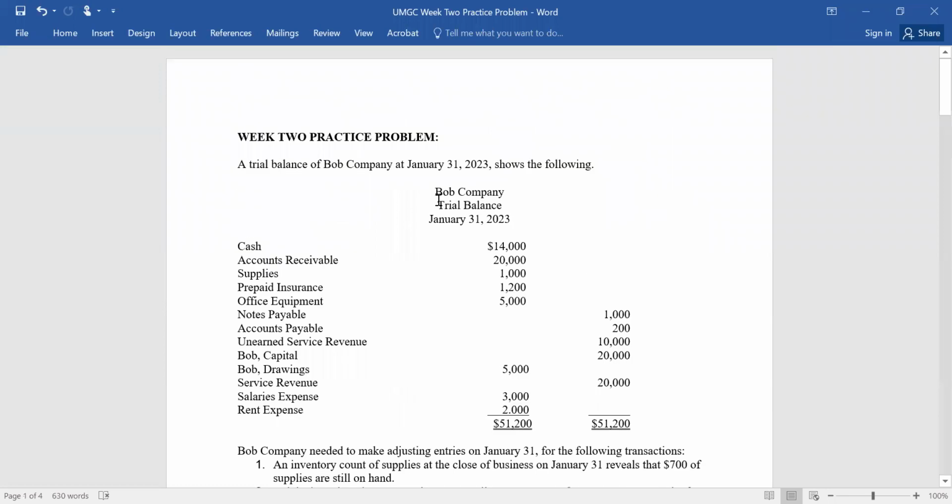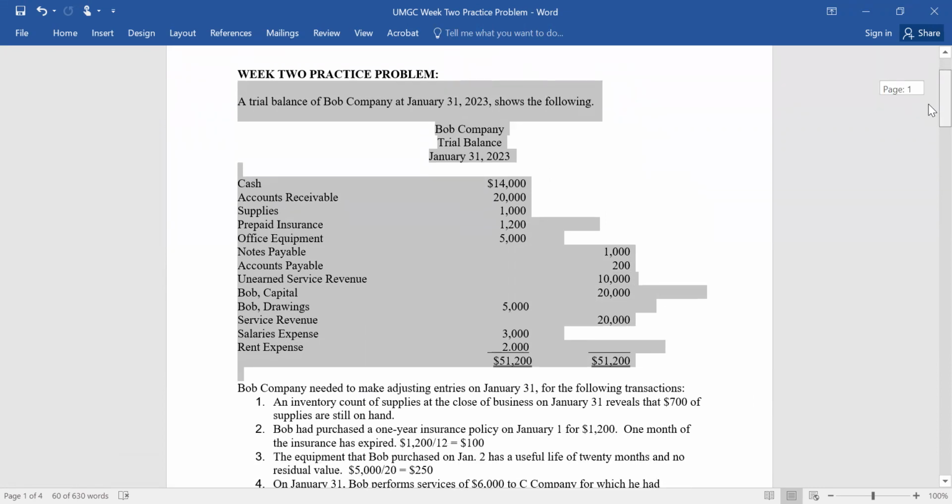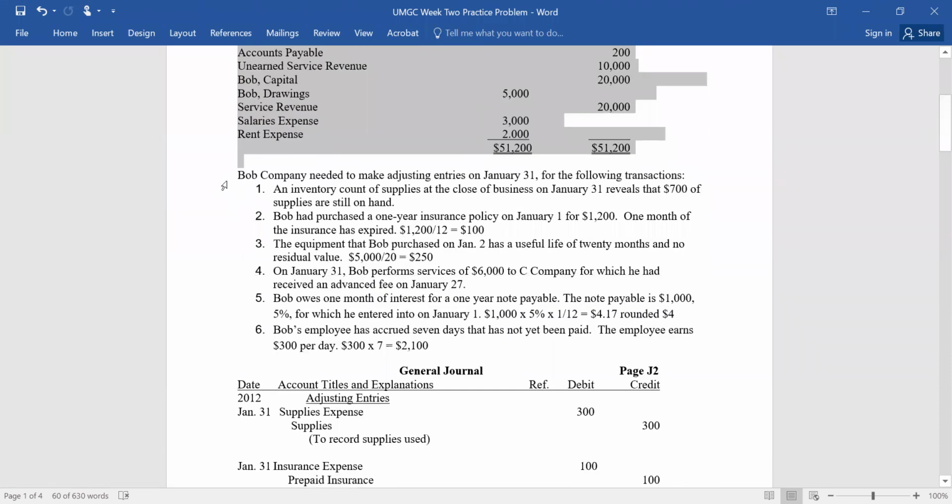Okay, so for this problem, it's just a problem I created to walk you through the concepts of adjusting entries and closing entries. This is my trial balance on January 31st, 2023, and these are the different adjusting entries I have to make. First, an inventory count of supplies at the close of business on January 31st reveals 700 of supplies are still on hand.